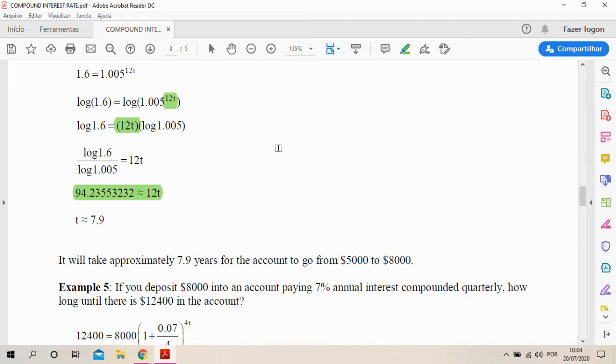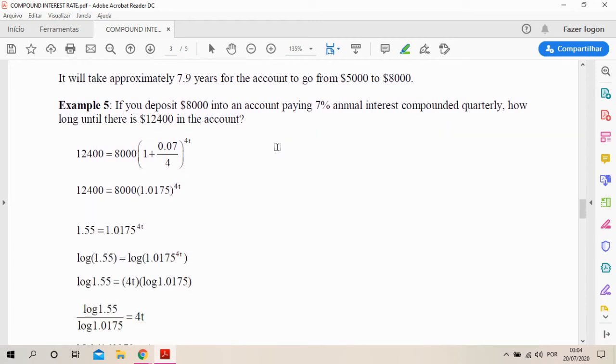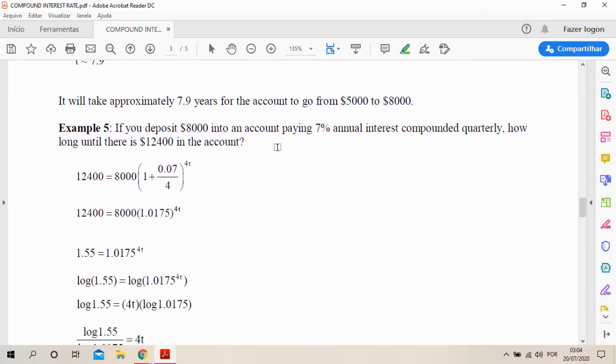Very good. Congratulations. Now we know that it will take approximately 7.9 years for the account to go from $5,000 to $8,000.